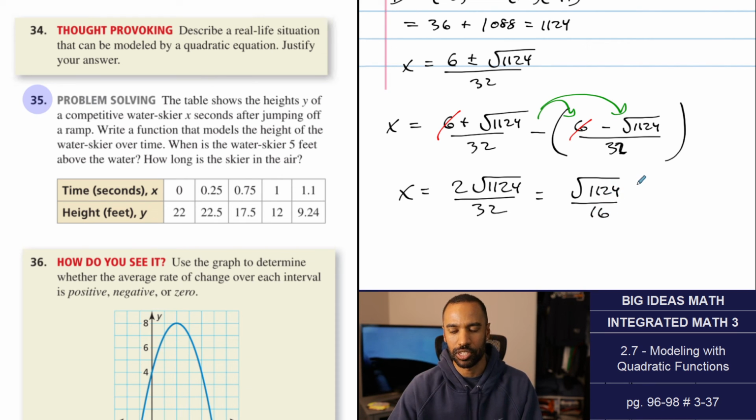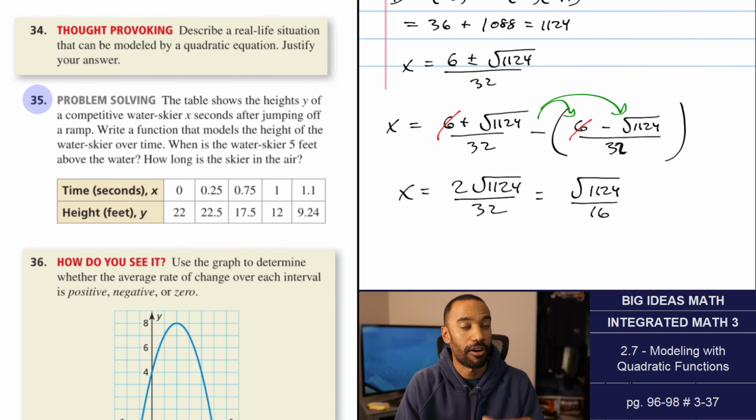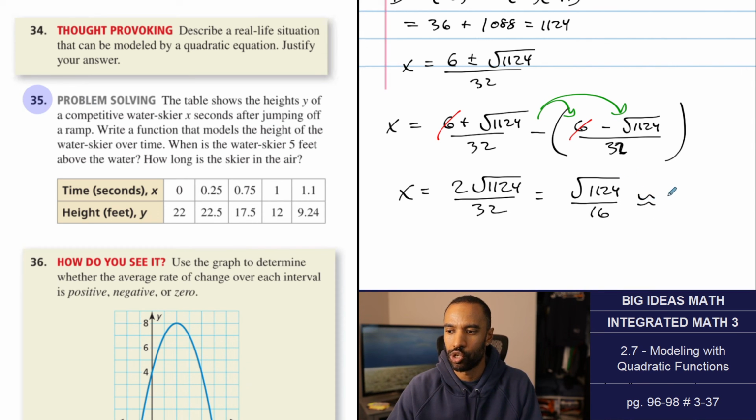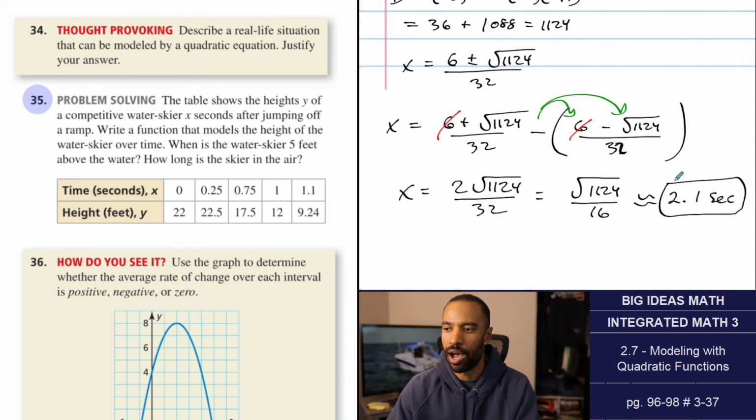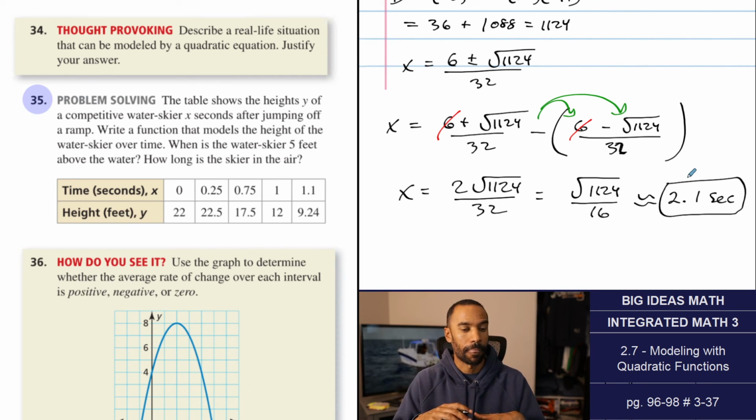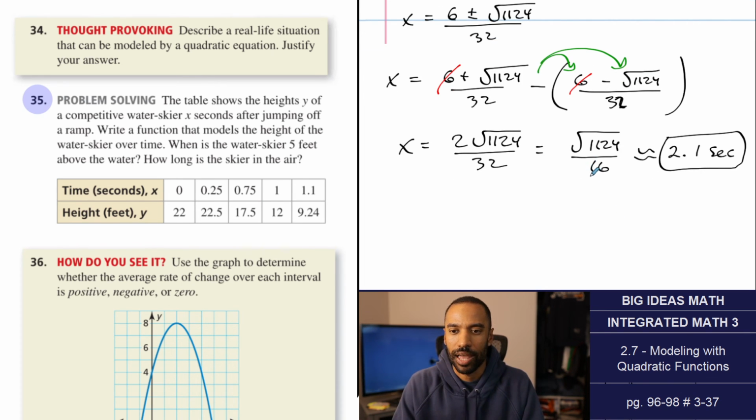And I'm sure this simplifies to something in such a way that I can keep reducing the fraction, but we've got to get to the calculation at some point. So I'm going to do that right now. Root 1124 divided by 16, and I'm getting around 2.095, so around 2.1 seconds that the water skier is above 5 feet in the air. 5 feet above water, I should say. 5 feet above the water. All right, so that's one of them.